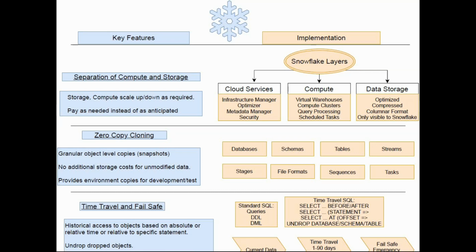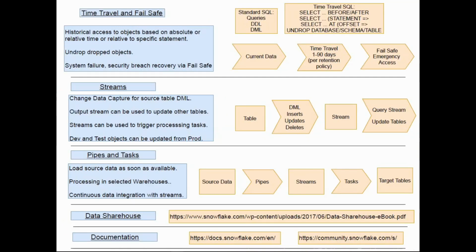Zero-copy clones can be programmatically created for specific or all Snowflake objects within a database, with no additional costs for unmodified snapshots. Snowflake's time travel takes full advantage of cloud architecture by providing real-time historical access to its database objects based on their state at a specific date and time, or even before or after a specific DML update statement. Database objects which have been dropped can be subsequently undropped via time travel. Now that's pretty cool.